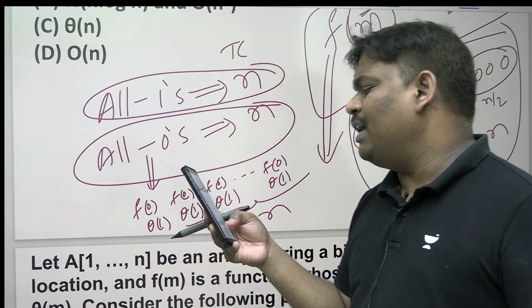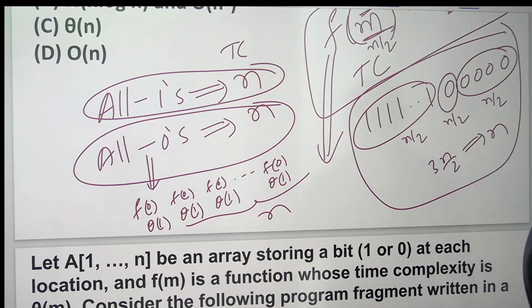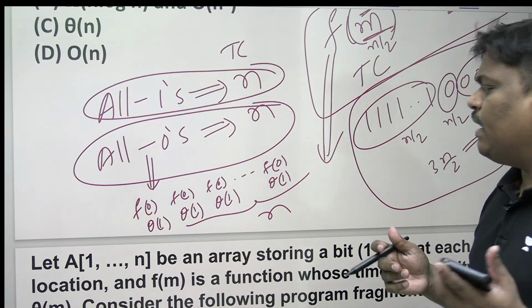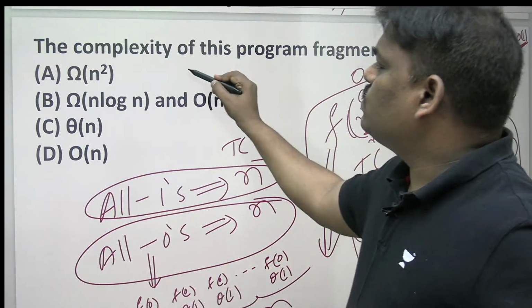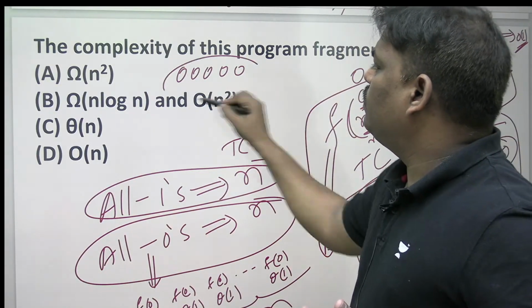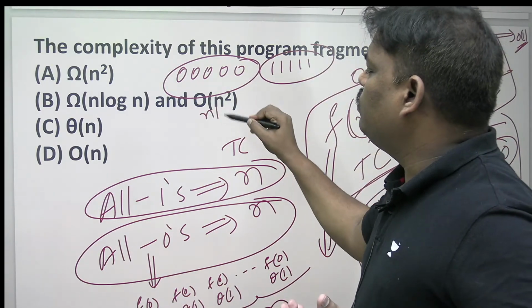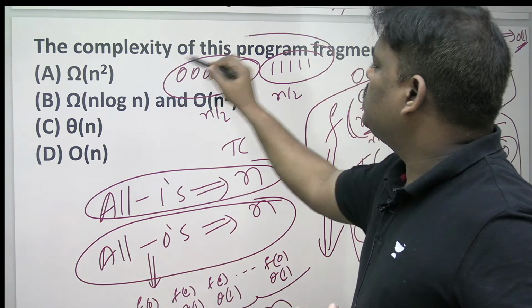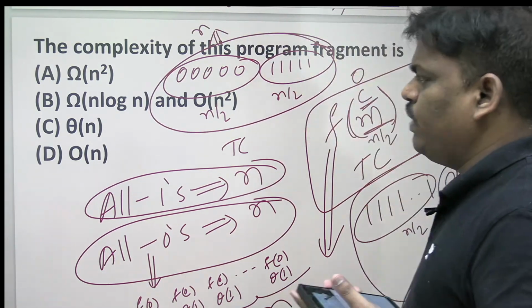Anyone having any doubt, let me know. And one more, half zeros followed by half ones. Here nothing there. It is n by 2, it is n by 2, which is nothing but n. This is also n. This is also n.